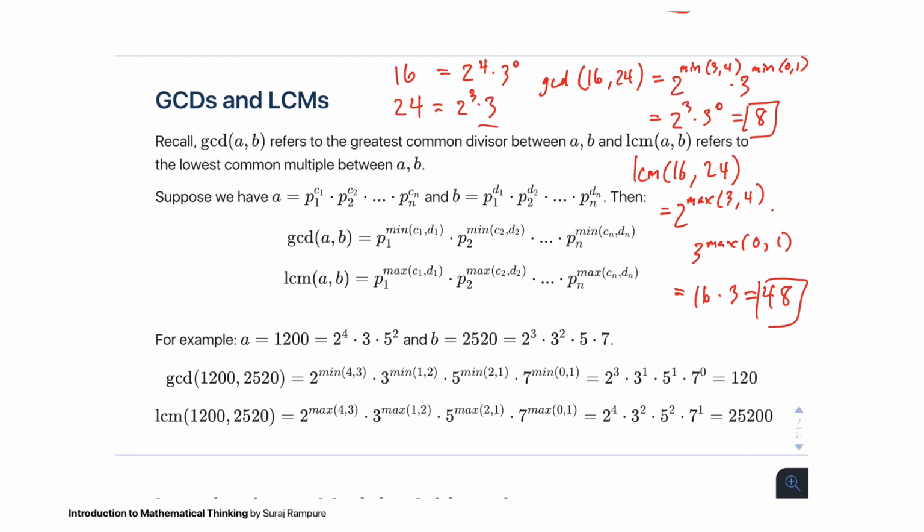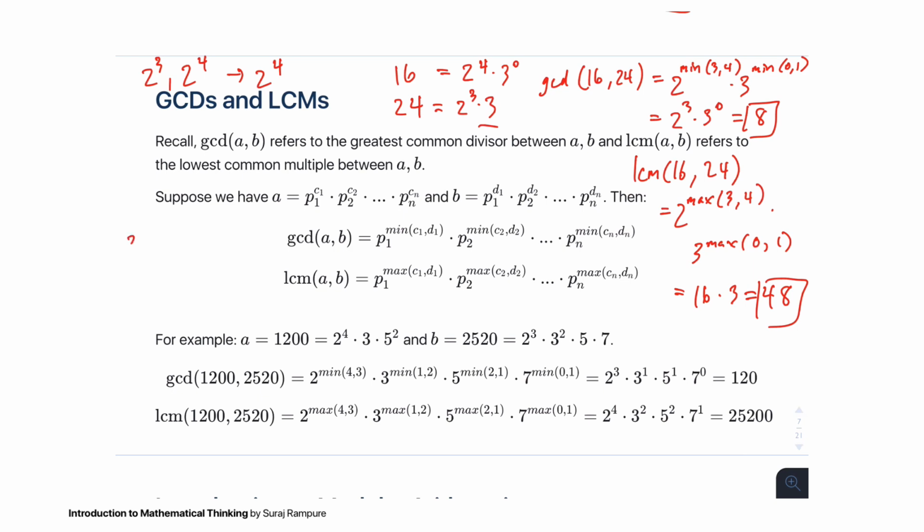Right? And we do the exact opposite for the lowest common multiple. We want the smallest number that is both a multiple of 2 to the 4 times 3 to the 0 and 2 to the 3 times 3. Okay? So when we look at the exponents 2 to the 3 and 2 to the 4, 2 to the 3 is not a multiple of 2 to the 4, right? So when we're looking at 2 to the 3 and 2 to the 4, 2 to the 4 is the smallest number that's a multiple of both.